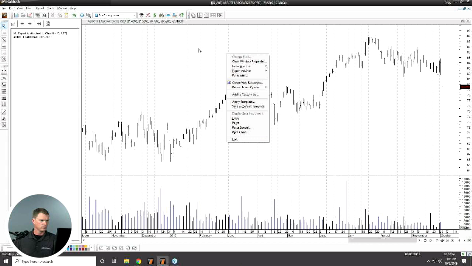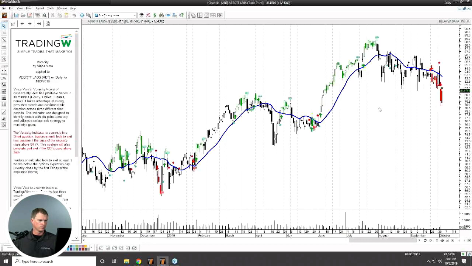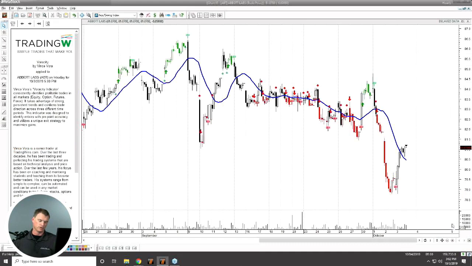Oh, I'm still on. Hang on just a second. Let me open it through the Power Console. So let's look at the shorter trend. Let's go into an hourly chart and see how that did.